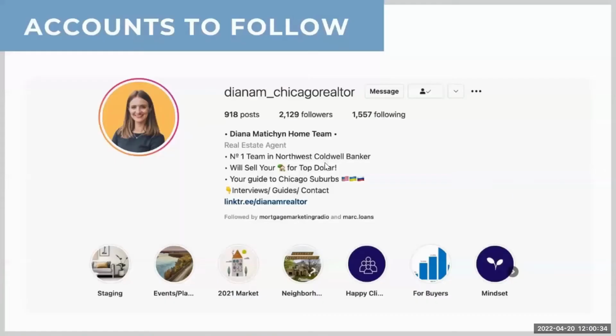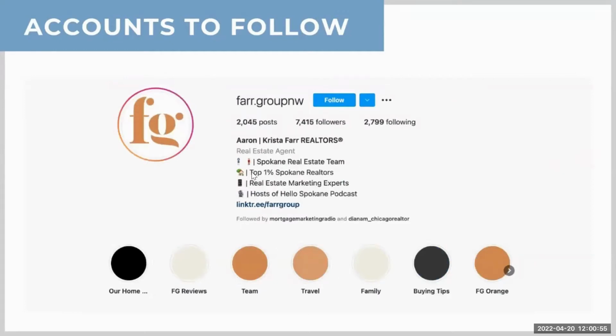Here is a good account to follow. Definitely follow her. You can also run through the agents for $1 million listings. They're doing it right. Pick agents that have large followings. Don't reinvent the wheel, and just follow from there.